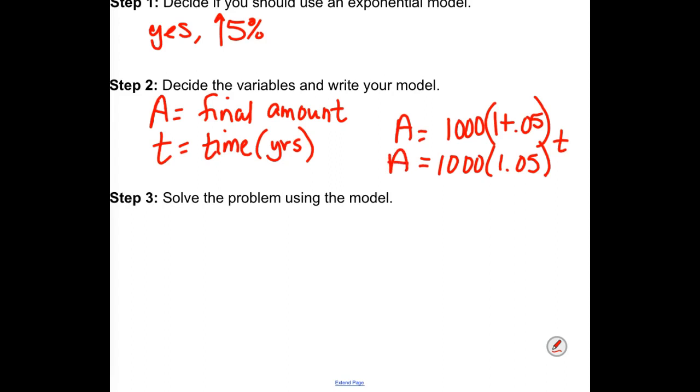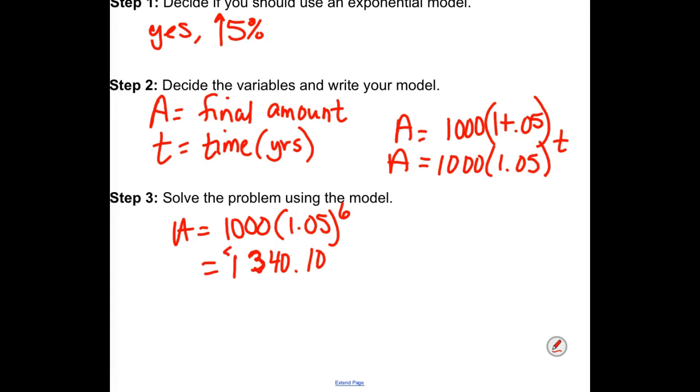Now we can use that to solve it. And you said we wanted how many years? 6 years. So grab your calculators. Type in 1,000 times 1.05 to the 6th power. What do we end up with? $1,340.10. All right.